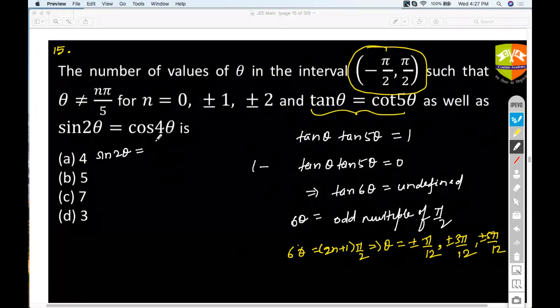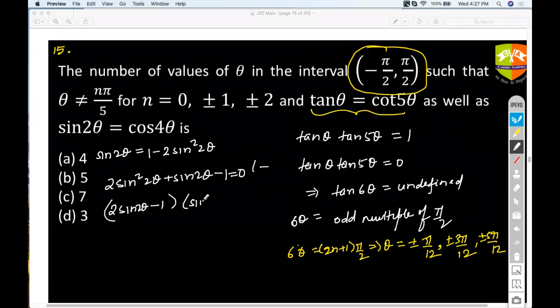So sine of 2 theta, this I can write as 1 minus 2 sine square 2 theta. Okay. So it's 2 sine square 2 theta plus sine 2 theta minus 1 equal to 0. I think this can be factorized as (2 sine 2 theta minus 1) times (sine 2 theta plus 1) equal to 0, which gives you two possibilities. One is sine 2 theta is half and the other is sine 2 theta is negative 1.